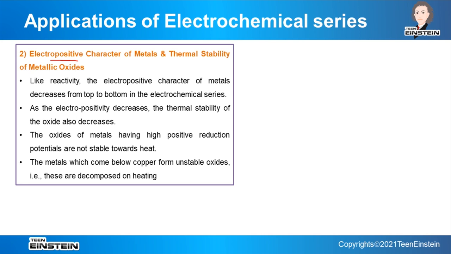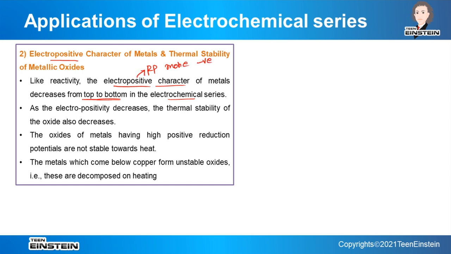So electropositive character of the metals we can check from the electrochemical series, and also the thermal stability of their oxides, that is metallic oxides. Like reactivity, electropositive character of metals decreases from top to bottom in the electrochemical series. This line is only correct if the positive reduction potential values are below hydrogen and the negative values above hydrogen. Otherwise it will be opposite, that is bottom to top. So you have to just remember that if it is very electropositive, that means the reduction potential is more negative.